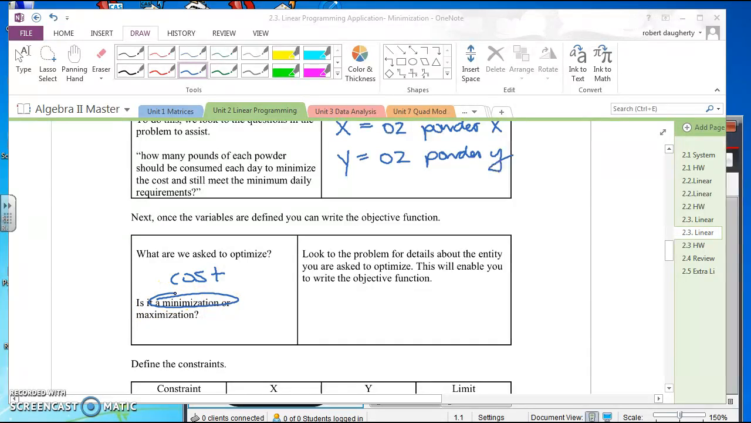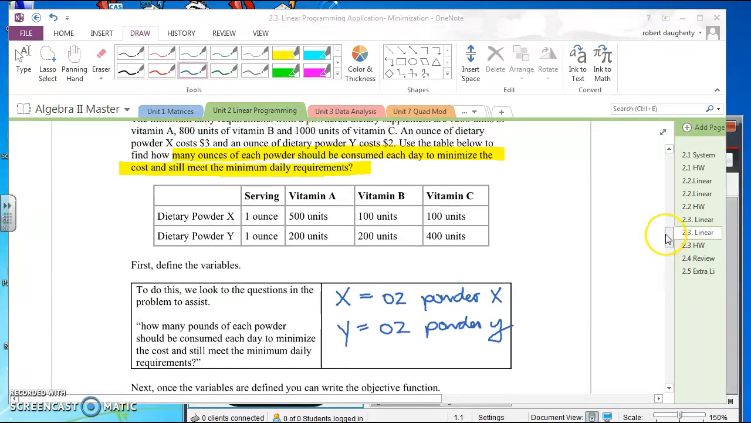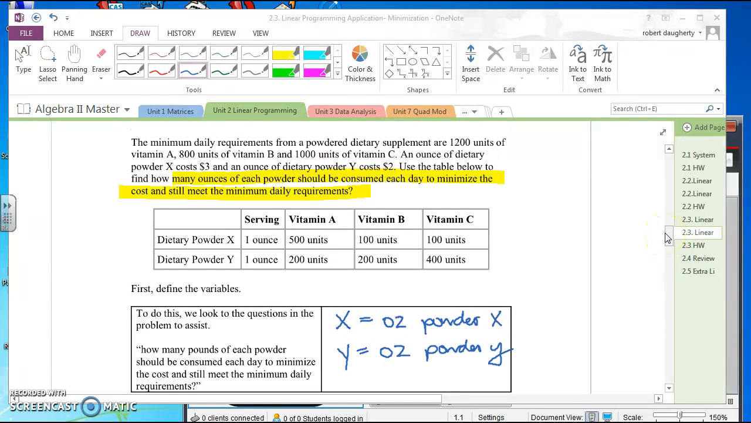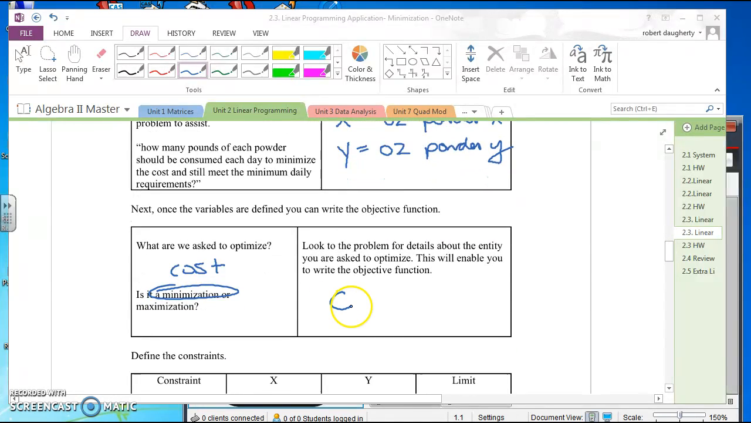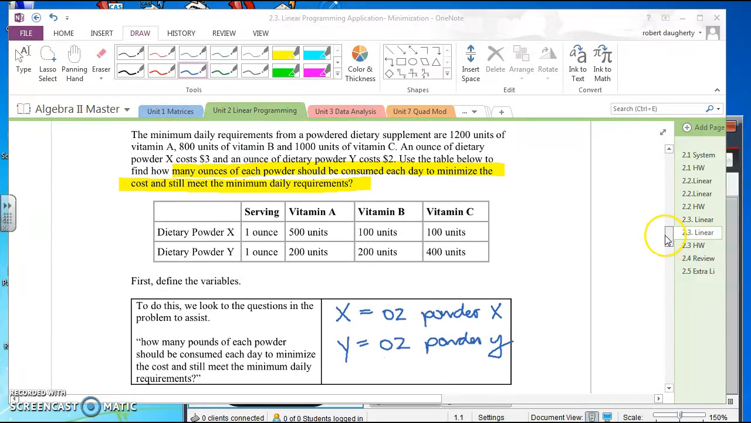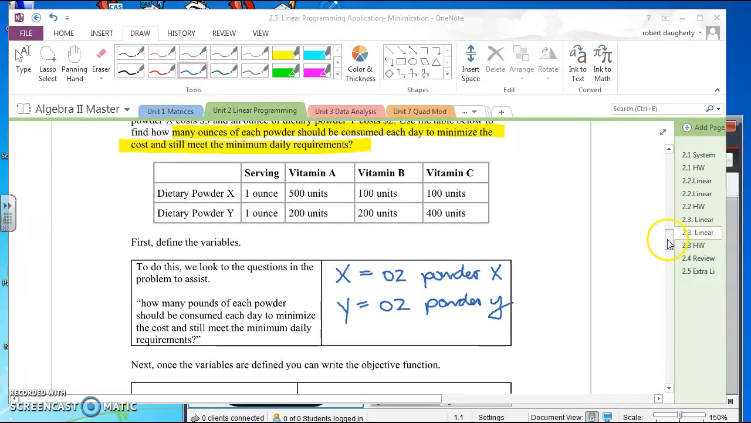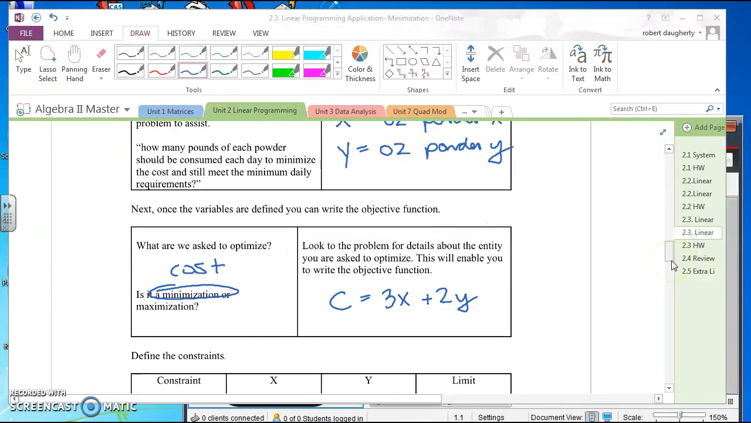Now, where would I get the cost from? If I look closely at the problem, it tells me that X costs $3 and Y costs $2. So my cost is going to be X costs $3 and Y costs $2. So just double check everything. That was $3 for X and $2 for Y. And I'm good to go there.